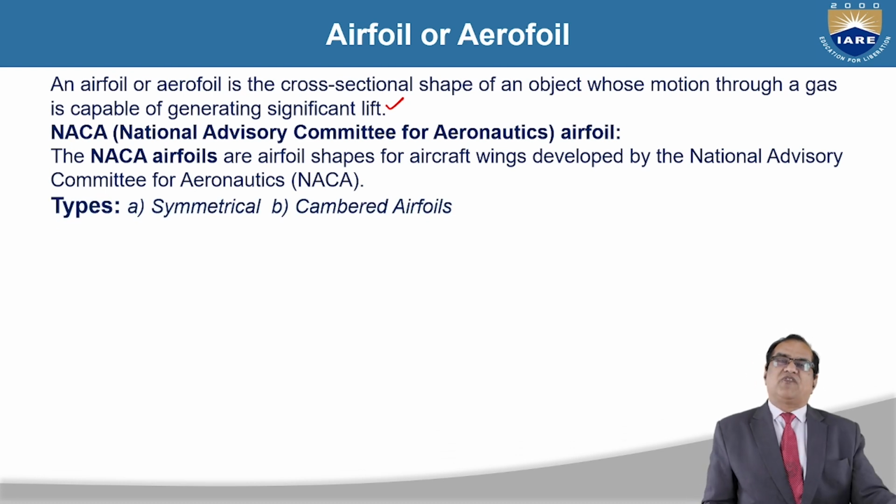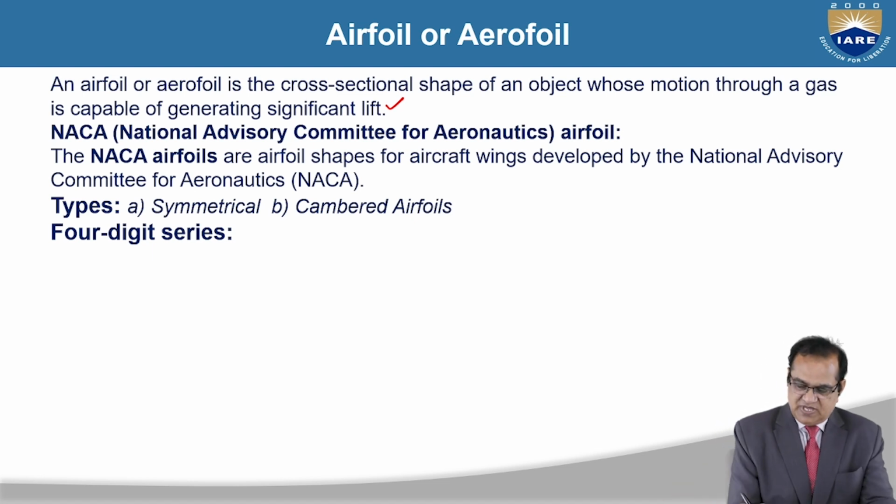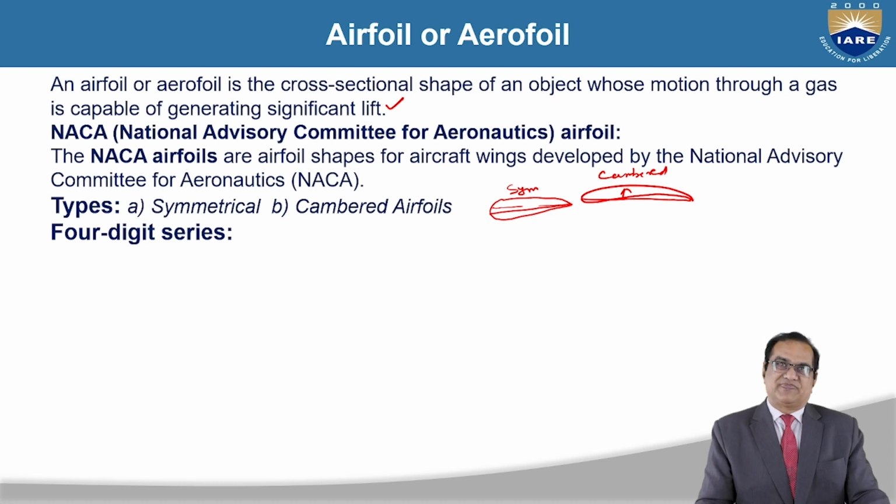We have two types of airfoil. One is a symmetrical airfoil, another is a cambered airfoil. There is a difference between them. In a symmetrical airfoil, if you take the upper side and the lower side, both will be the same. This is symmetrical. This is the cambered, where this is the chord line. So the upper side and lower side will be different. It will not be the same.